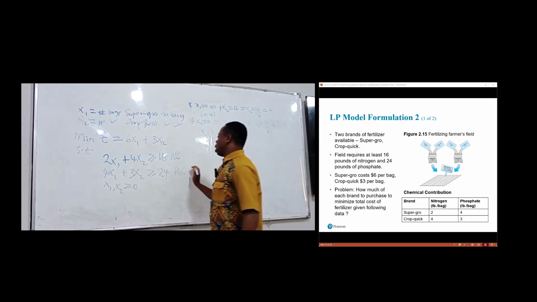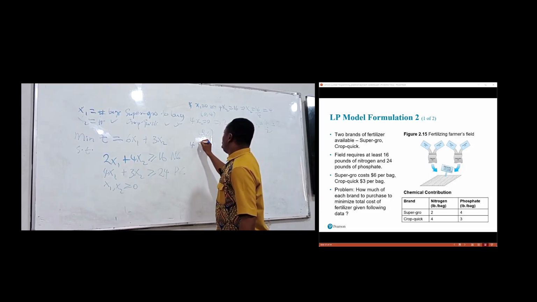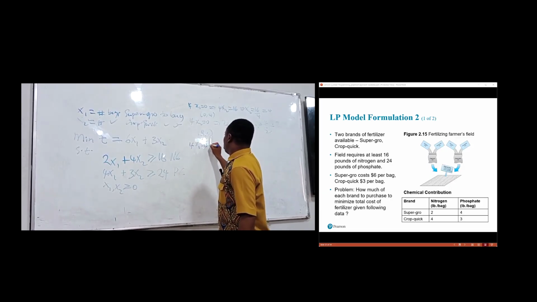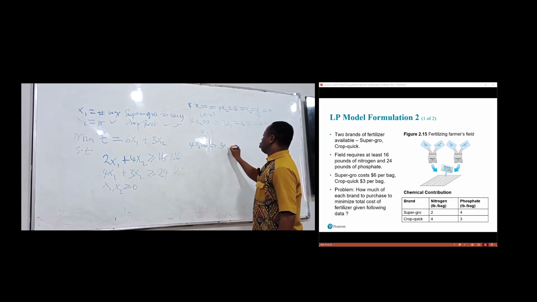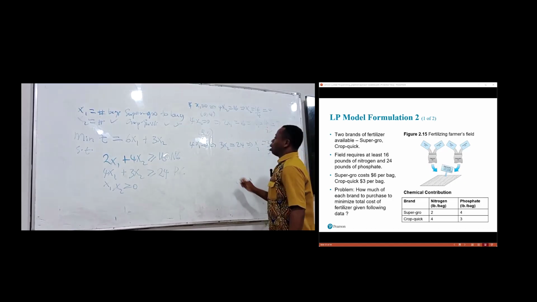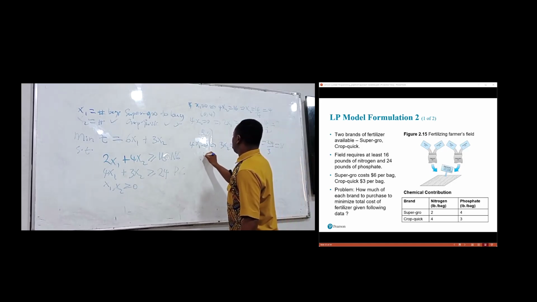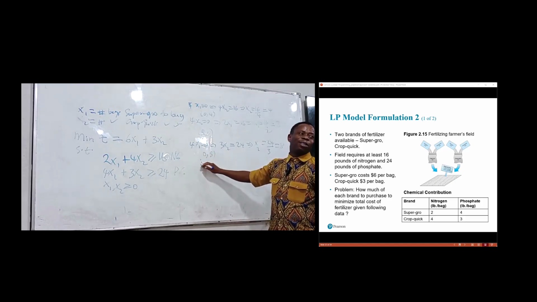Let's go to the second one, the phosphate constraint. If x1 is equal to 0, it will imply that 3x2 will be equal to 24, which will imply that x2 is equal to 24 over 3, which is 8. So our first coordinate here will be 0, 8.